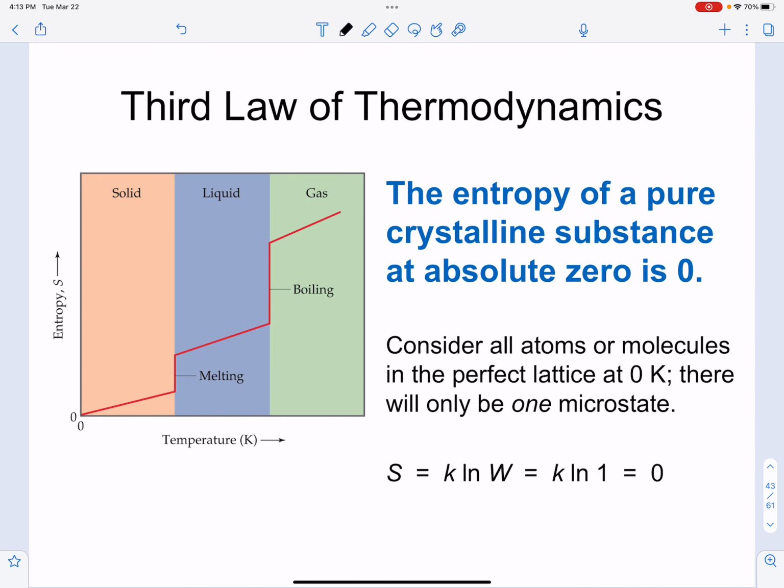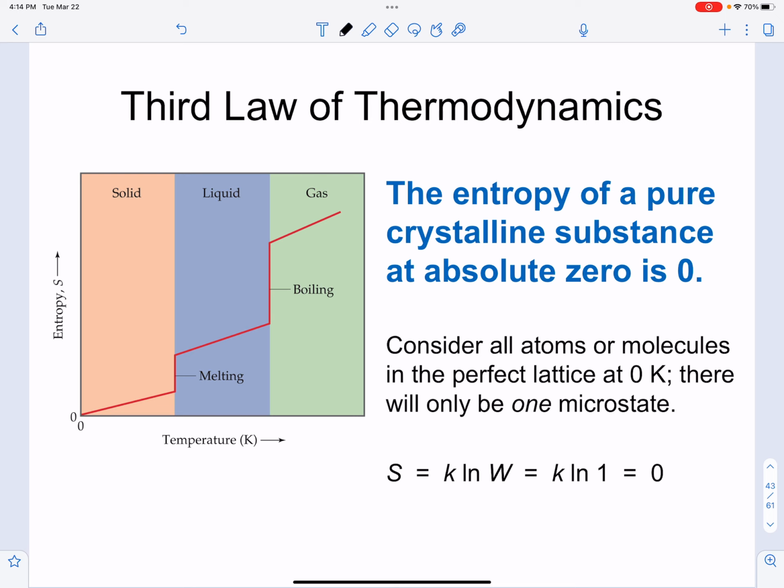So let's begin with the third law of thermodynamics. The first law of thermodynamics: energy cannot be destroyed, energy cannot be created, energy can only be transformed. The second law: the entropy of the universe always tends toward increase, or positive.